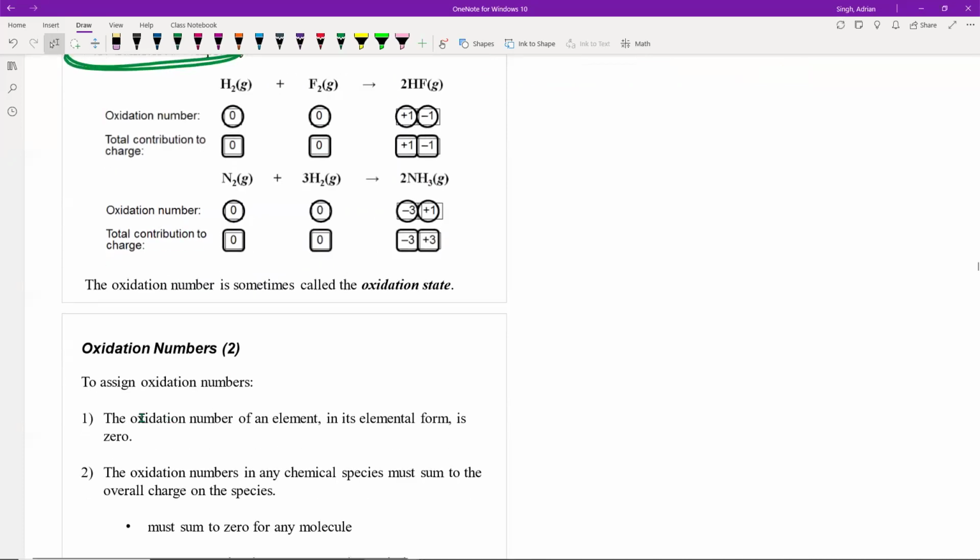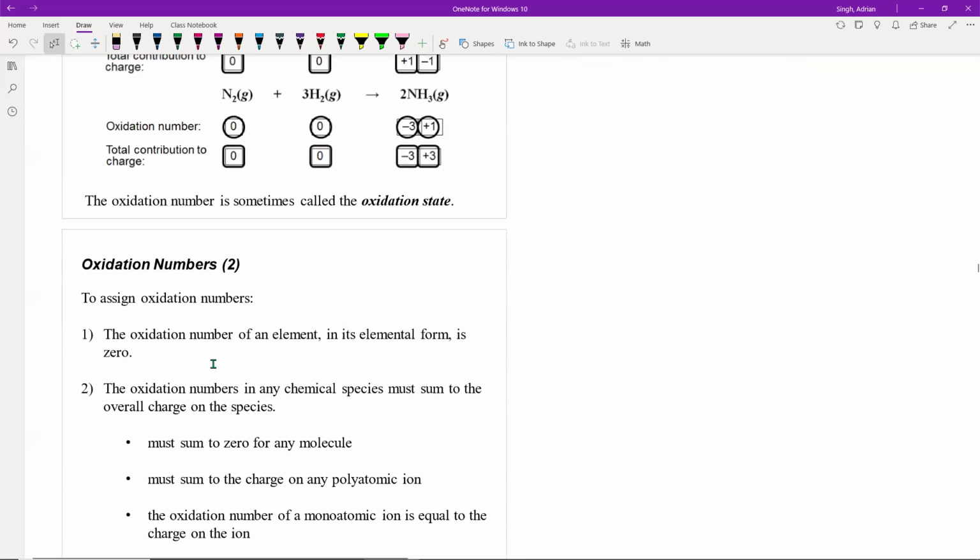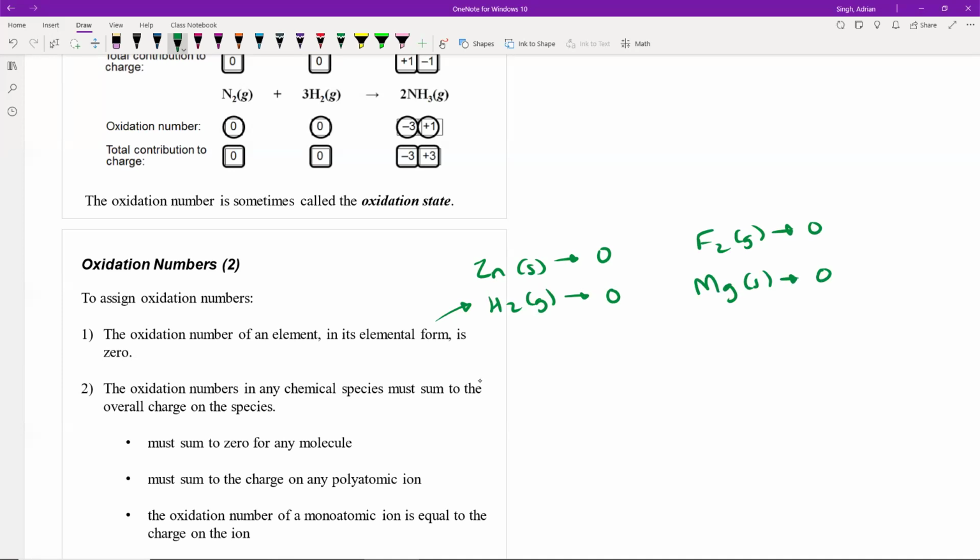Okay. When we assign the oxidation numbers, the first thing to keep in mind is that the oxidation number for an element in its elemental form is 0. So for instance, if I have zinc metal, the oxidation number here is 0. If I have hydrogen gas, which exists as H2 or diatomic, oxidation number there is 0. If I have fluorine gas, oxidation number there is 0 as well. If I have something like magnesium metal, the solid, oxidation number there is 0.